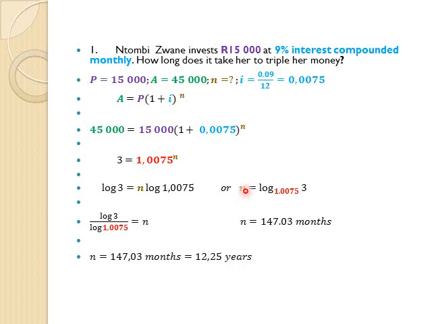If you remember from inverse functions, you can also write this straight in log format. So n and 3 swap places. n goes there, 3 goes there, and my base stays my base, 1.0075. Punch that in my calculator, and I'll also get 147.03 months. Right? So most learners find this easier, but some of you prefer doing it the other way. Either way, you'll end up with the same answer. Let's look at the second problem.